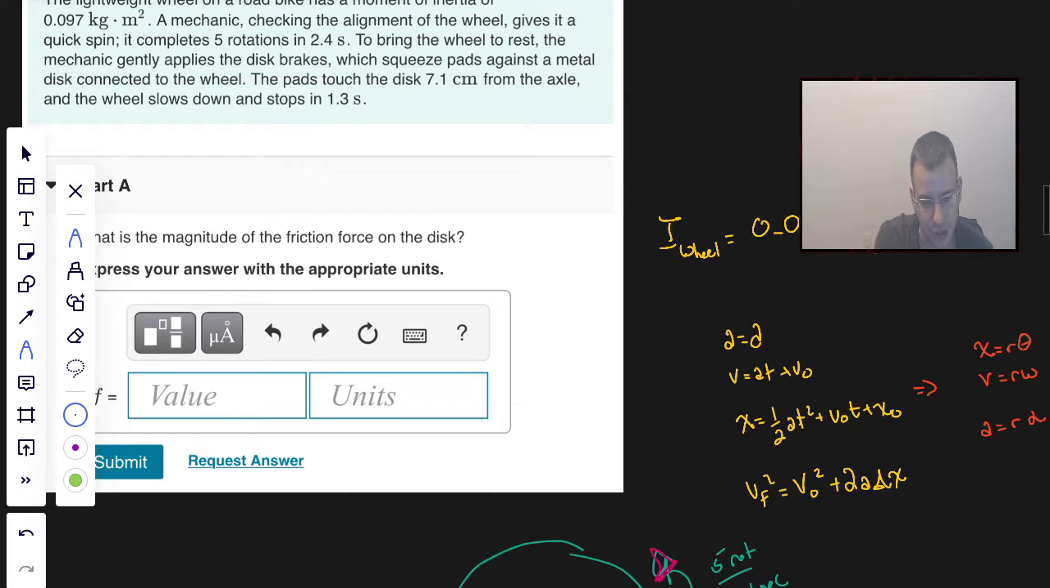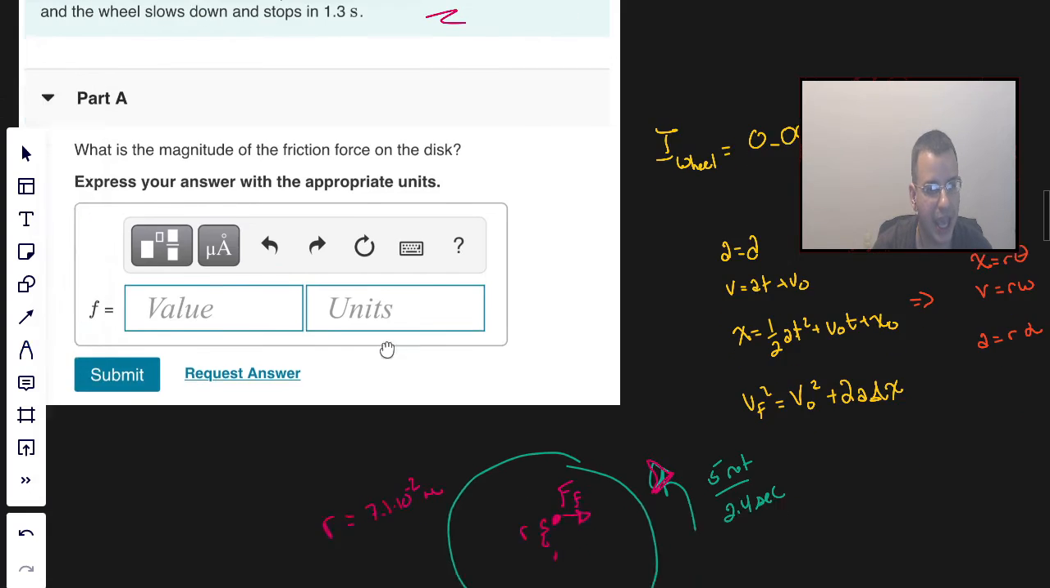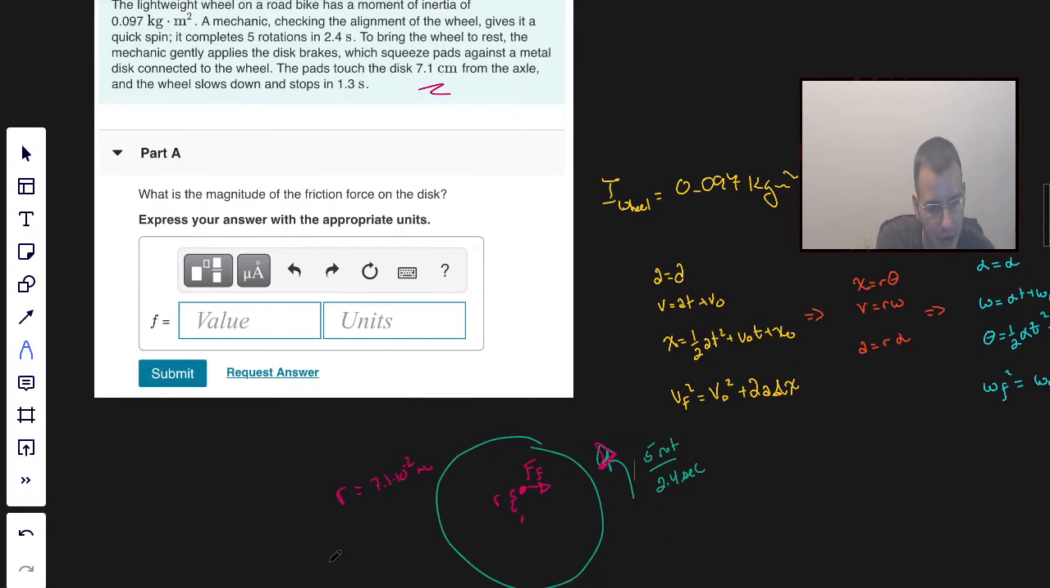So this will be the center. Opposite to the direction it's spinning, and that is going to be a force due to friction. And they give us this R right there. That R is 7.1 times 10 to the negative second meters. So I converted centimeters to meters. And the time, I'm going to call this T, equals 1.3 seconds. Yep, that's probably good enough.